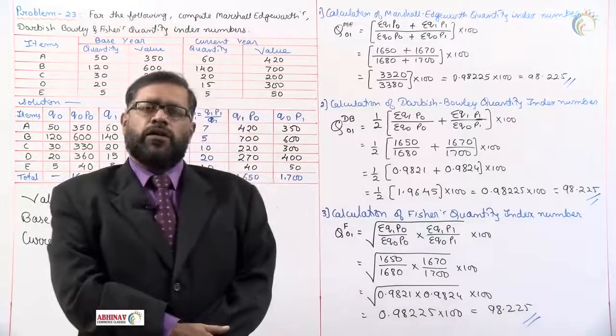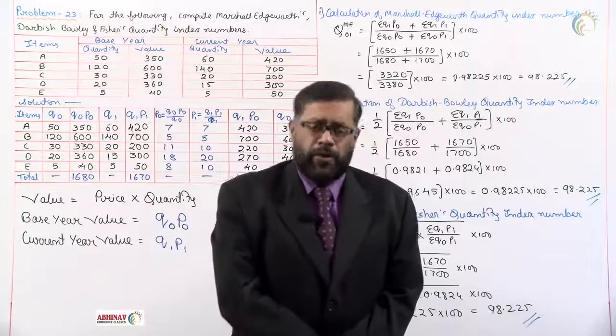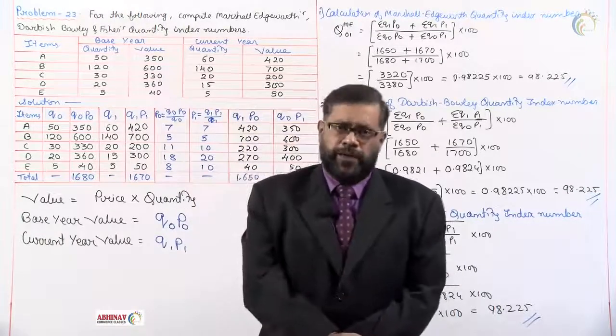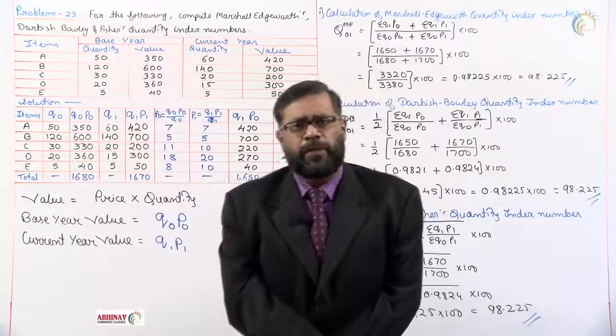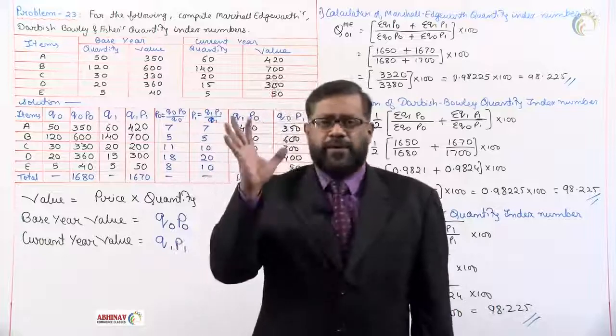This is how we should solve the quantity index number when value is given. So in this session, we have considered problem 23 on quantity index numbers wherein total value was given. In the next session, we shall take problem number 24 where only price of the current year is given. Thank you.